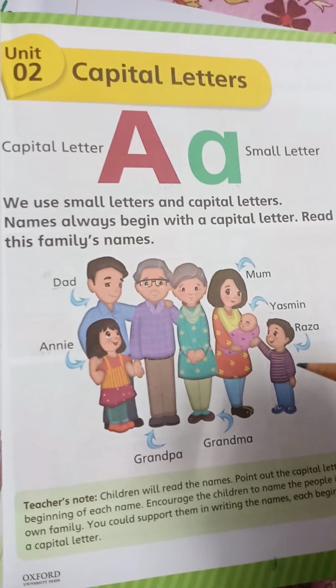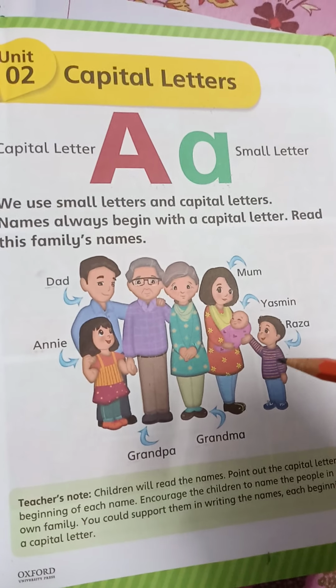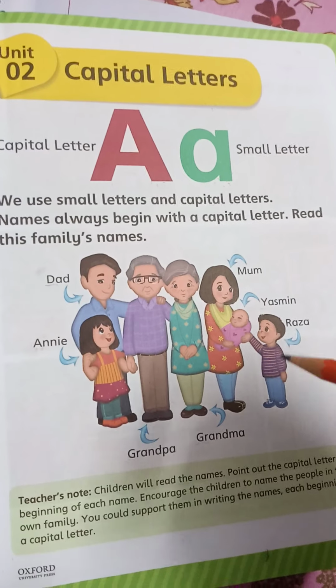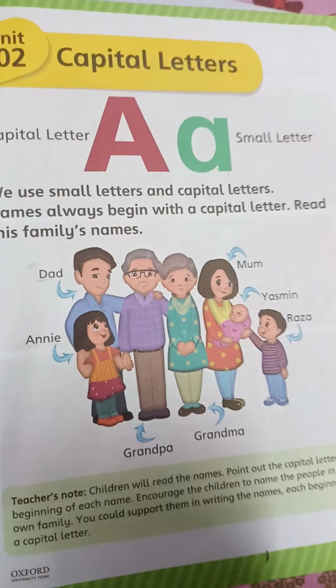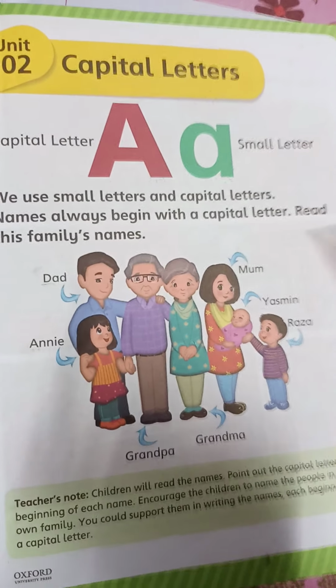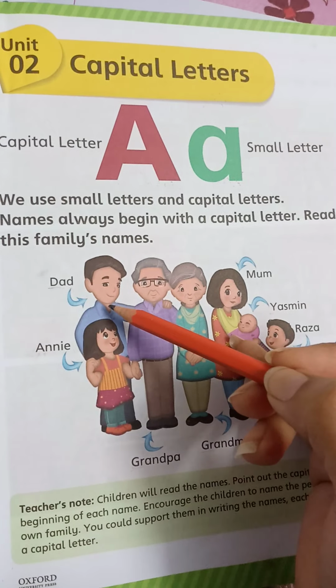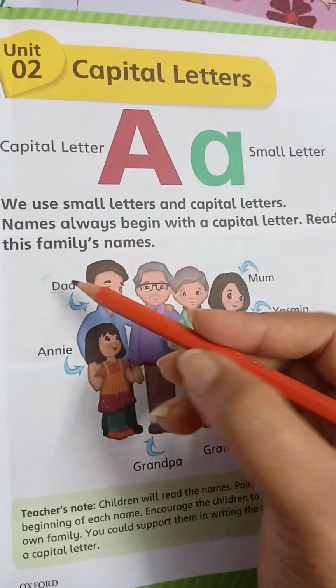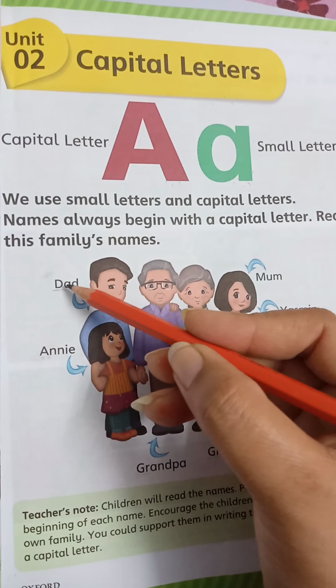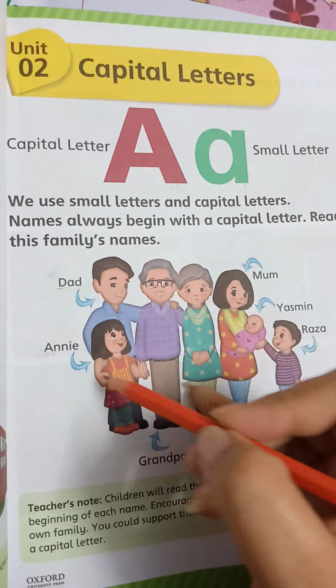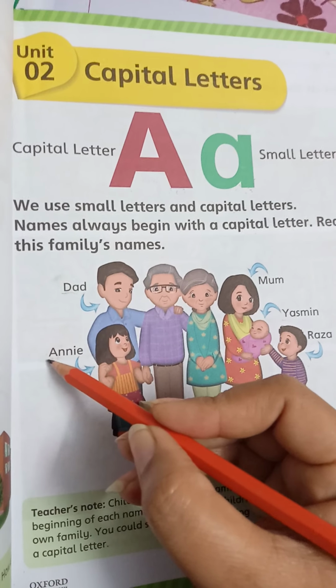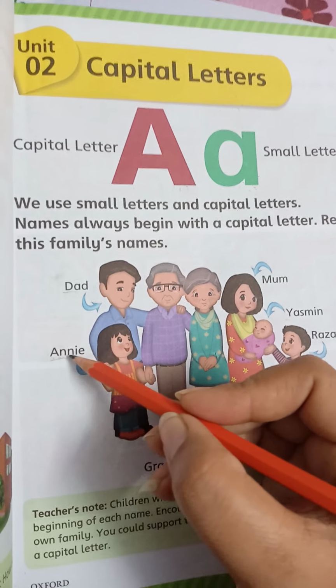In your life, you always listen to the names of your parents, your colleagues, and your friends, and their names start with capital letters. Okay, now look at here. Dad. Who is he? Dad. The first letter is D, and this is capital. Annie. The first letter is A, and this is capital A.